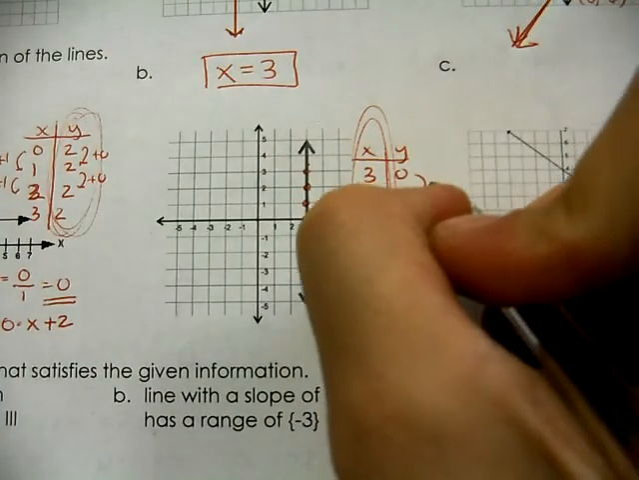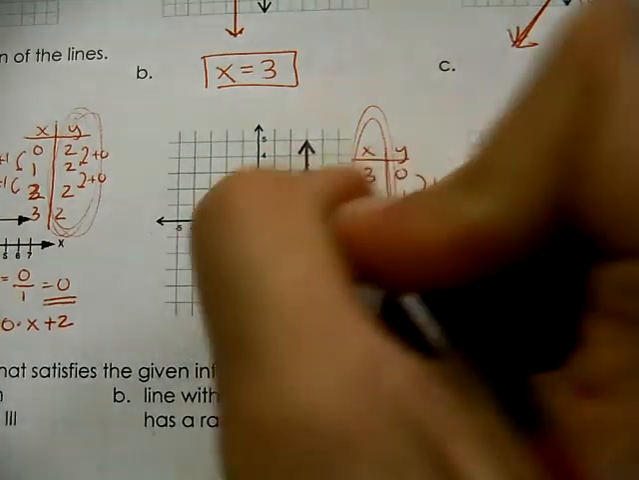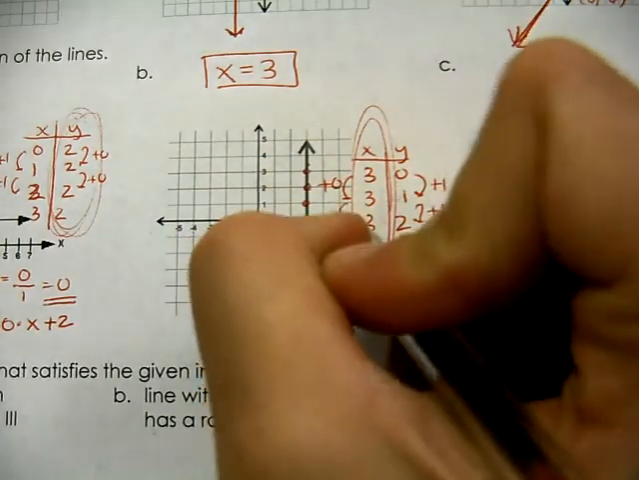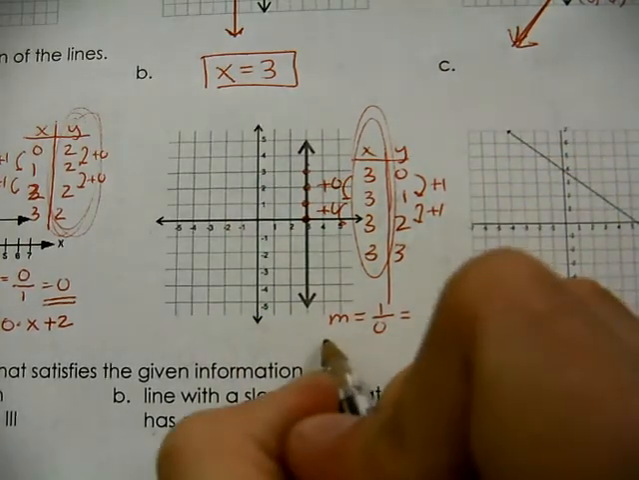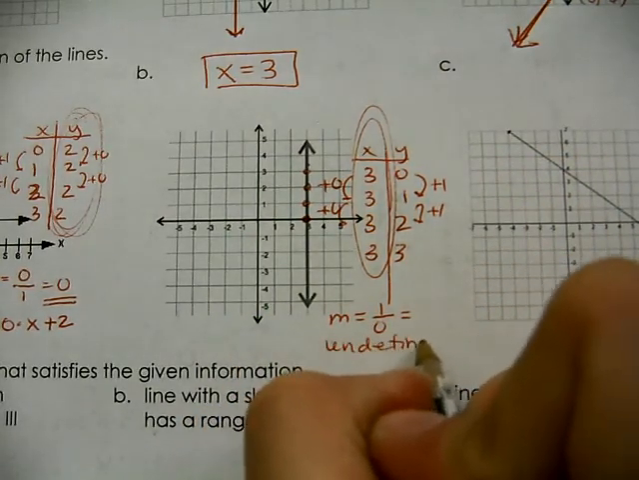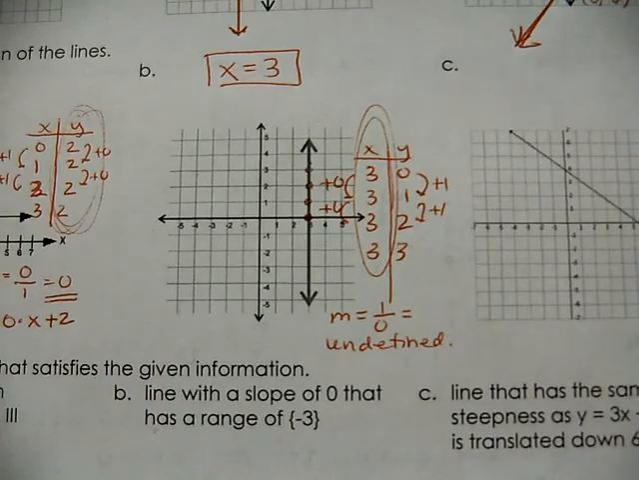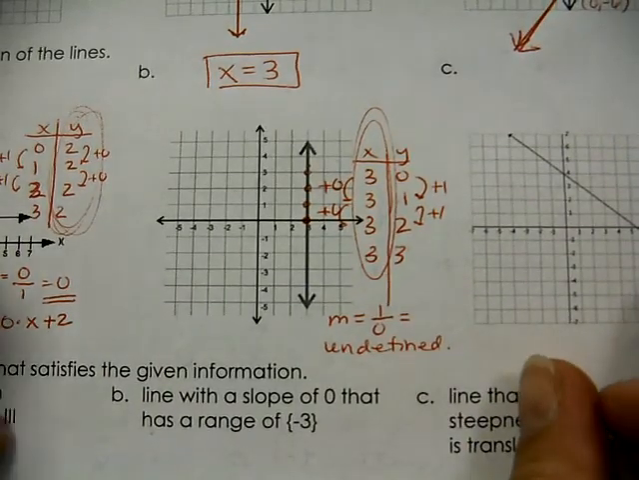If you think about this trying to find slope, your y's are changing by increasing by 1 based on the numbers I chose. So my slope would be change in y over change in x, but this is undefined. So I'm kind of stuck. I can't really write this in slope-intercept form. I have to think of a different way to write it.